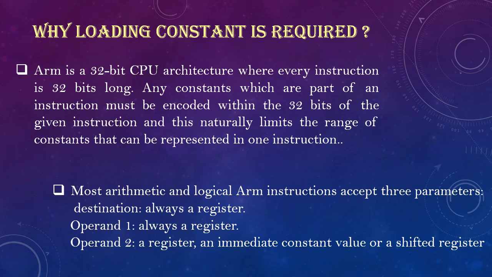Most arithmetic and logic ARM instructions accept three parameters. They are destination, operand 1 and operand 2. The destination and operand 1 are always registers, while operand 2 can be a register, an immediate constant value, or a shifted register.